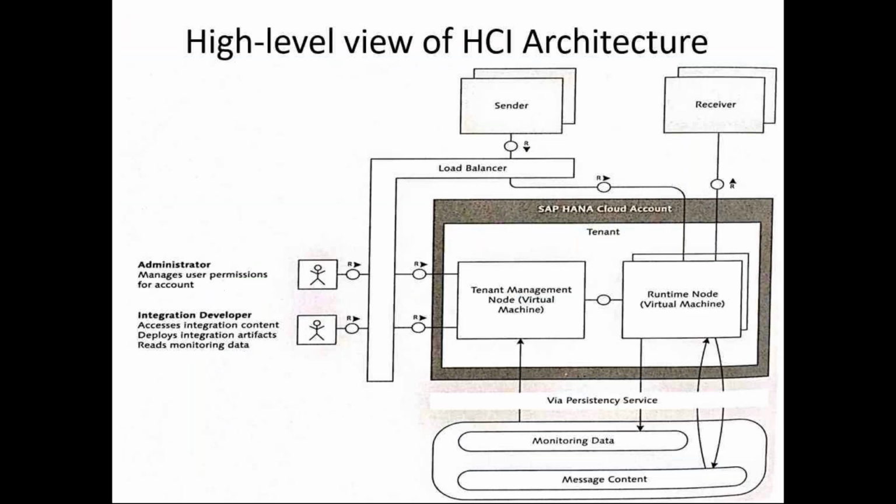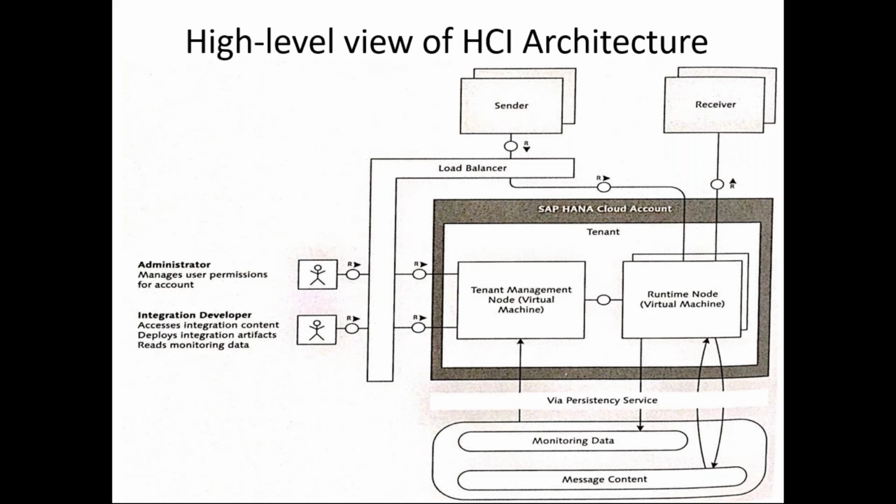So there are two nodes. These two nodes we can see in the Eclipse. Let's see what is the TMN and what is the runtime node. These two nodes operate for different purposes. The management node manages the requests, the administrative part, and the runtime node executes the tasks.